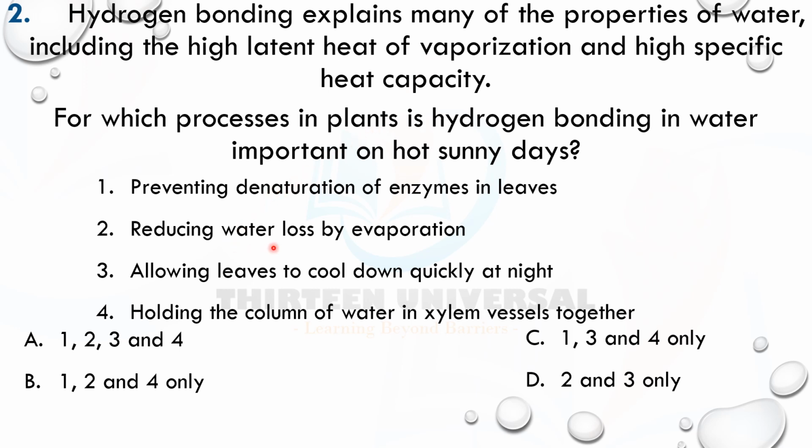Now, reducing water loss by evaporation. Yes, it reduces water loss by evaporation. How does it reduce water loss by evaporation? Because water has high specific heat capacity, that means you need a lot of energy to break hydrogen bonds between water molecules. That reduces the amount of water evaporating. Okay. For water to evaporate, a lot of energy is needed to break hydrogen bonds between water molecules.